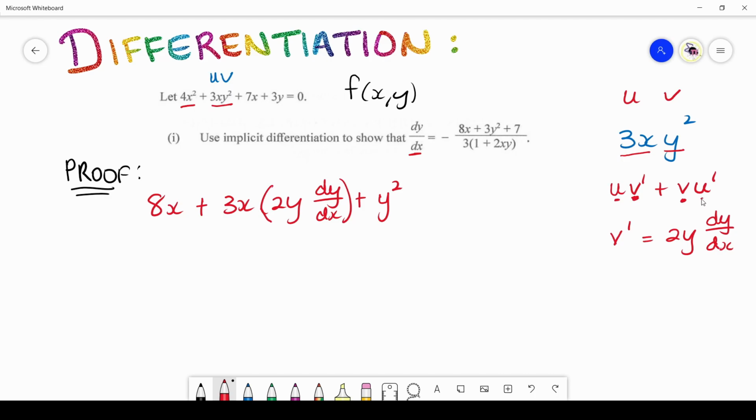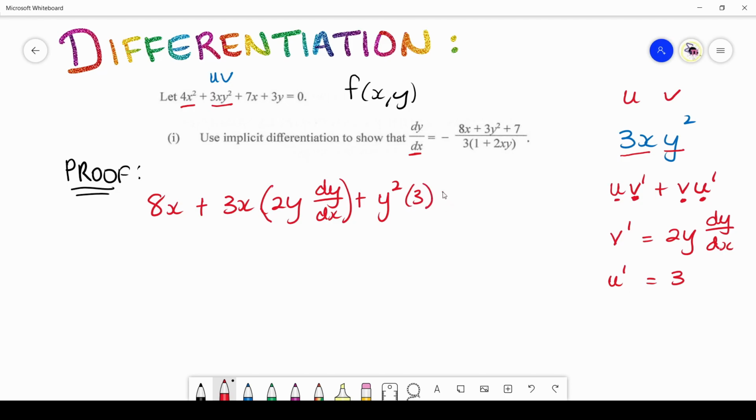Next on board, your product rule is requesting you to differentiate u. Now u is 3x, so because it's in terms of x, this is a standard differential. The derivative of 3x is simply 3. And you could write it in front, but I'll just write it in brackets.